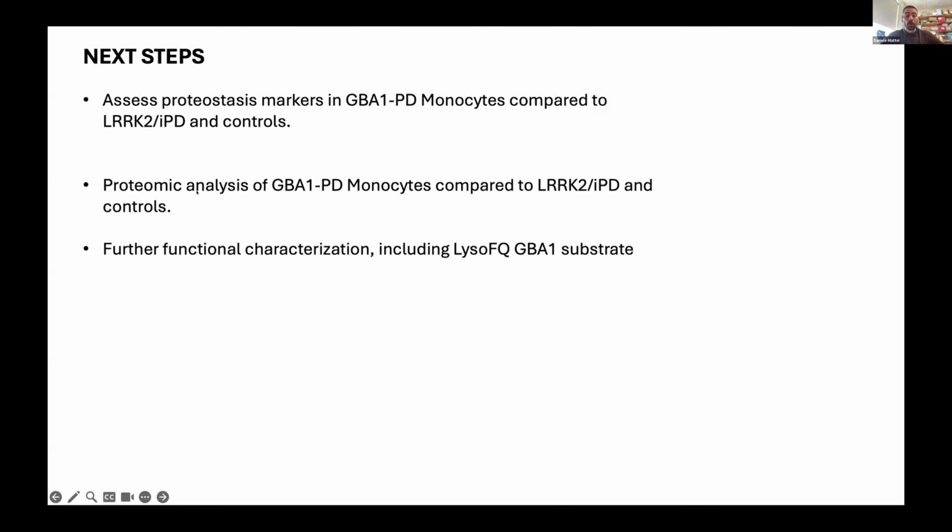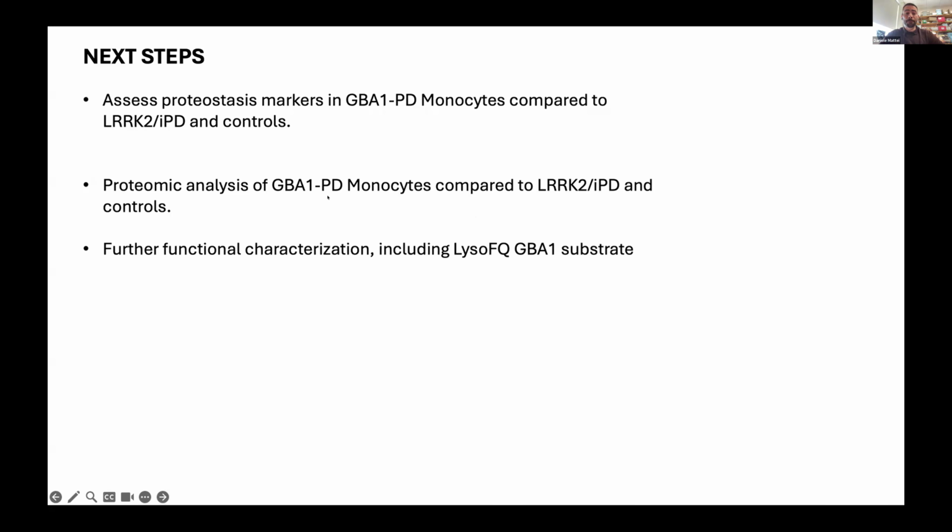And we are also about to analyze our proteomic mass spec results from GBA1 PD monocytes, which we have for LRRK2 and idiopathic PD as well, and we will compare the proteomic profile and see how it correlates to the transcriptional deregulation we see and integrate it into our functional framework.